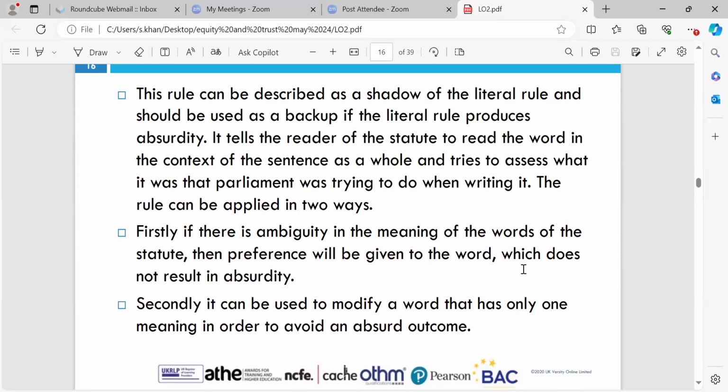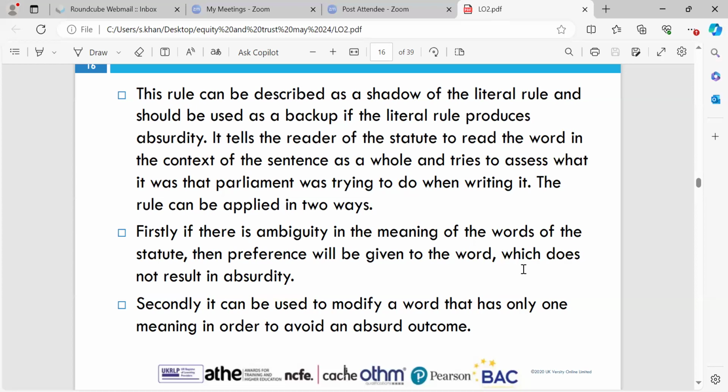The golden rule was used in quite a famous case called R v Allen, where the defendant was charged with bigamy, which the statute states: whosoever being married shall marry any other person during the lifetime of the former husband or wife is guilty of an offence.